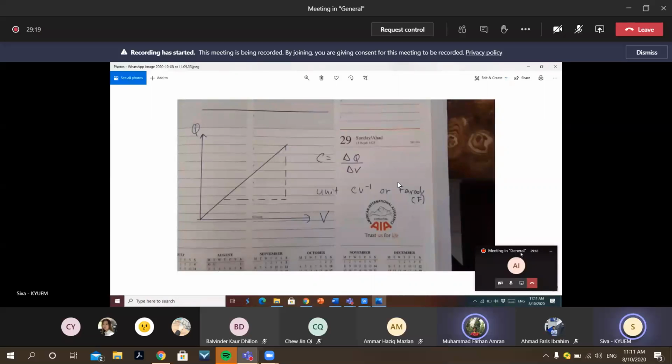So farad and Faraday are two different units, is it? No, Faraday is just the name of a person, Michael Faraday. They use his name to come up with this unit, farad. You cannot write Faraday, you write farad. But in capacitance, we don't even use farad most of the time, we use microfarad, because the charges are very small, microcoulombs, microfarad.